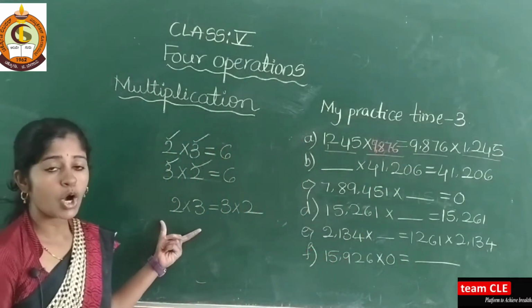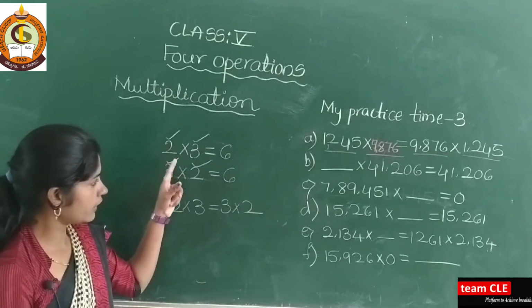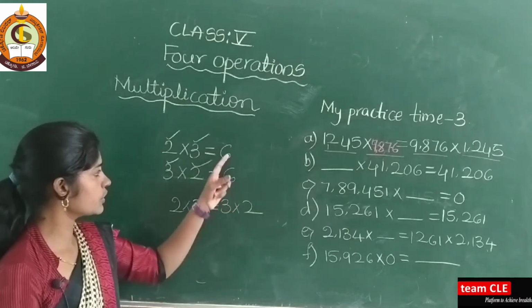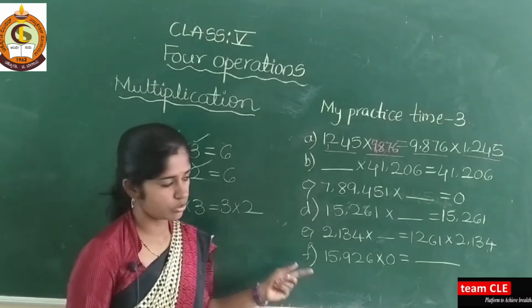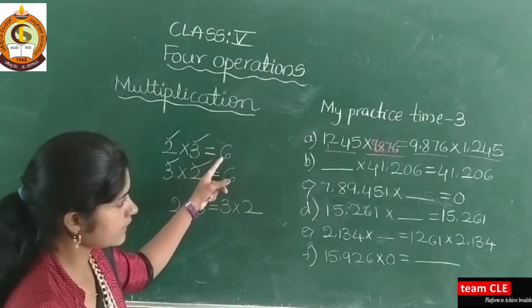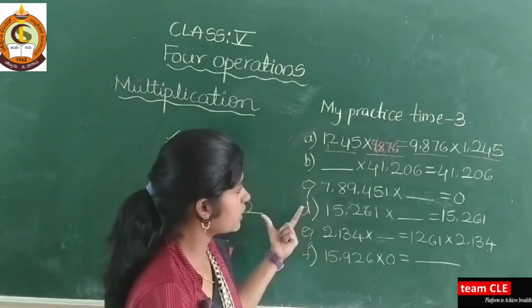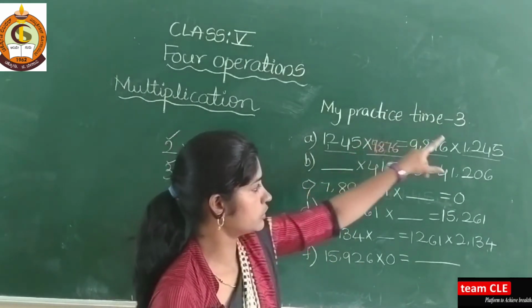How did I write it? On the basis of property number 1. When we interchange the order, both are equal. 2 into 3 is 6, 3 into 2 is also 6. Therefore 2 into 3 is equal to 3 into 2. Why? Because I got the same answer. On that basis I wrote here 9876. You interchange and multiply, you will get the same answer. Therefore this is equal to that.